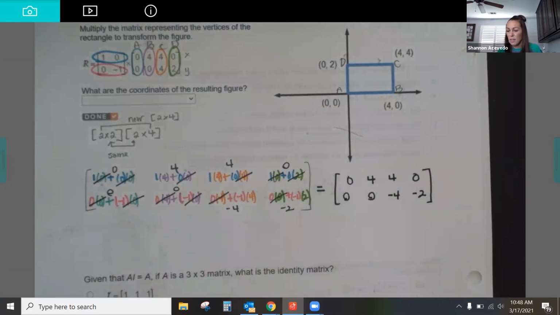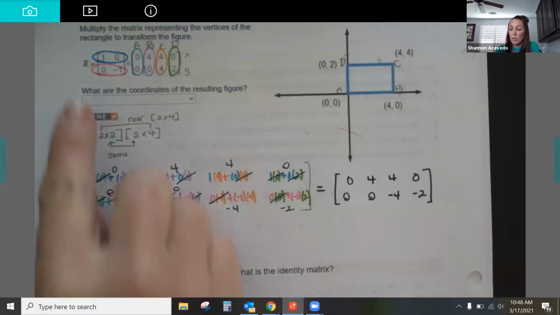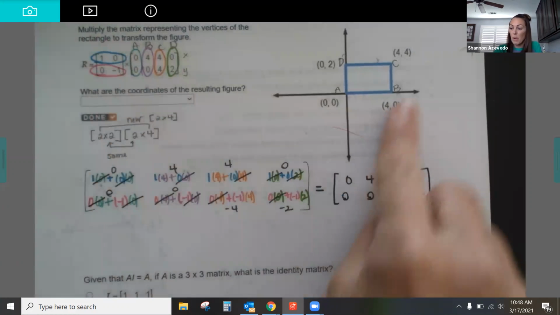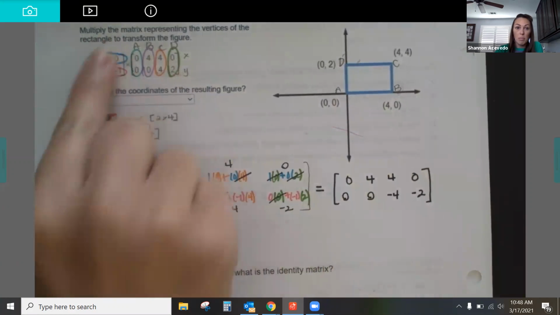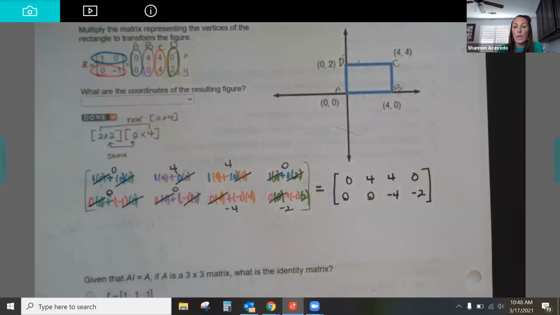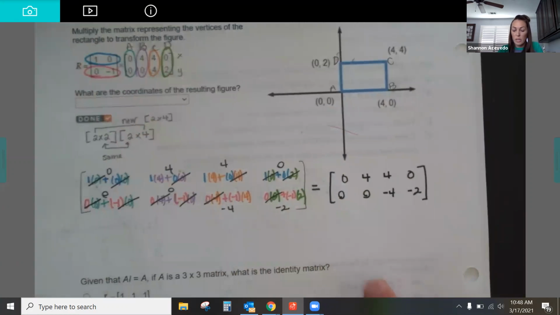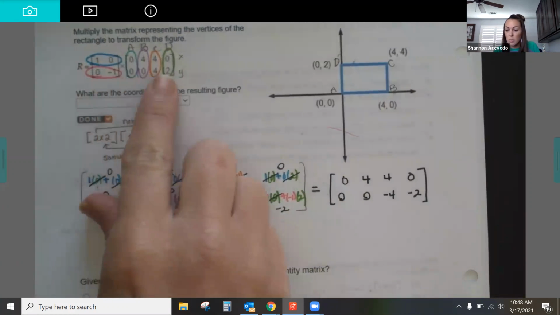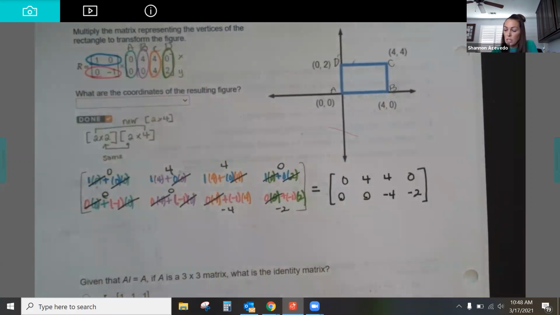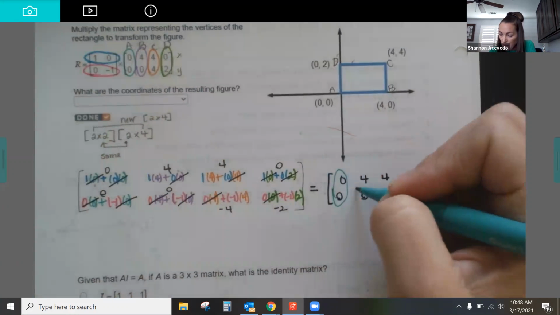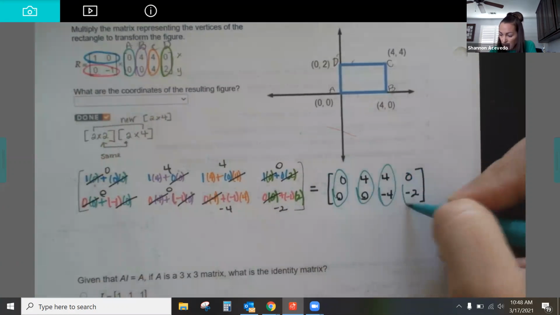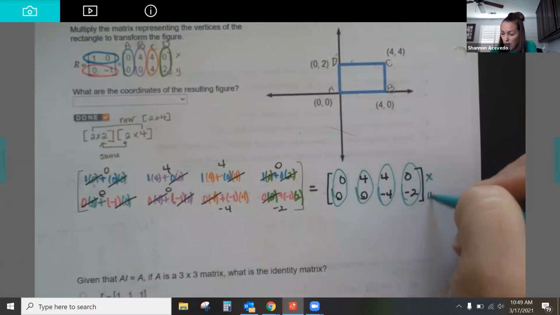Okay. But then that's my matrix, but then it says, what are the coordinates of the resulting figure? So if I take my rectangle and I multiply it by these values, what are the new coordinates going to be? Well, remember, each of these were the coordinates. So the coordinates would be these values, these values, these values, and these values. These are my X and Y values.